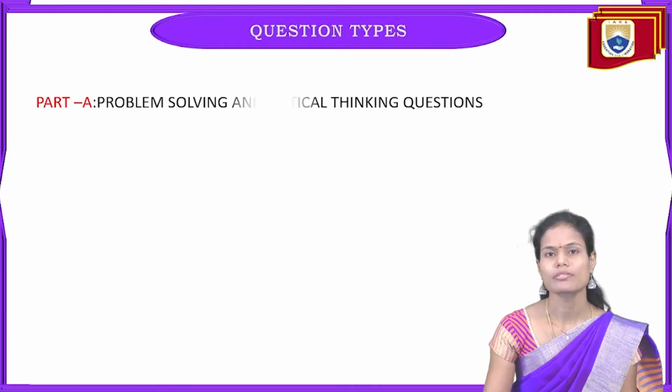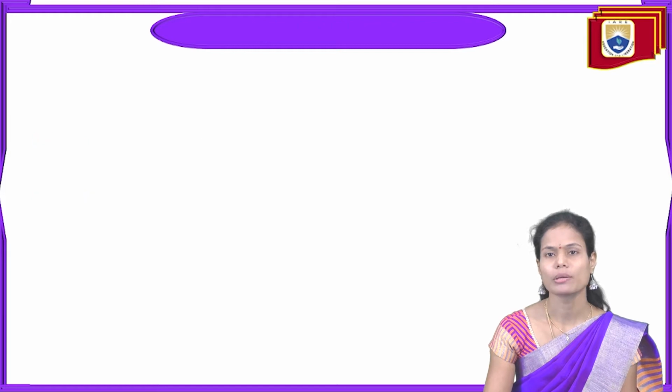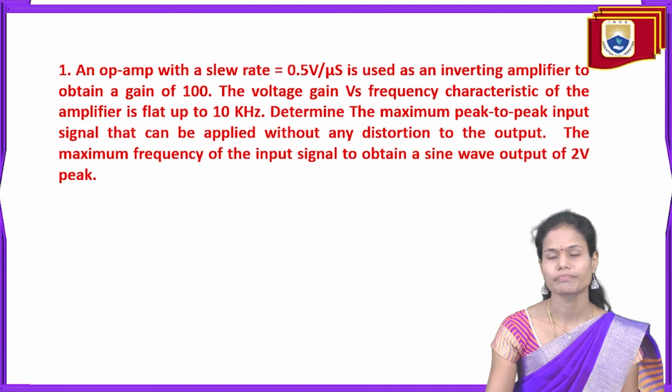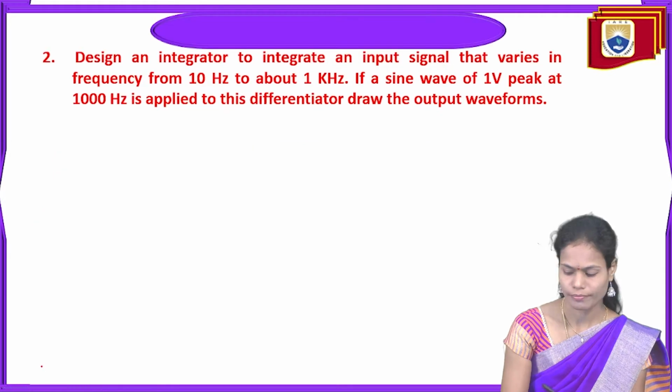In the questions, we have three types: Part A belongs to the problem solving and critical thinking questions, Part B belongs to the long answer questions, and Part C belongs to the short answer questions. Moving to the problem solving and critical thinking questions, the first problem is related to the operational amplifier.